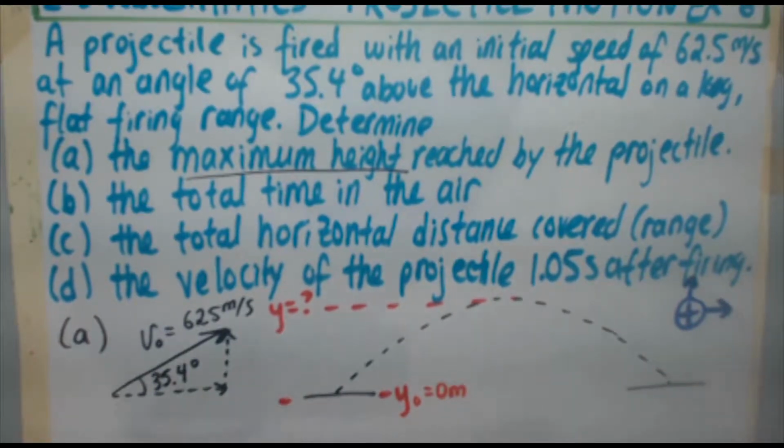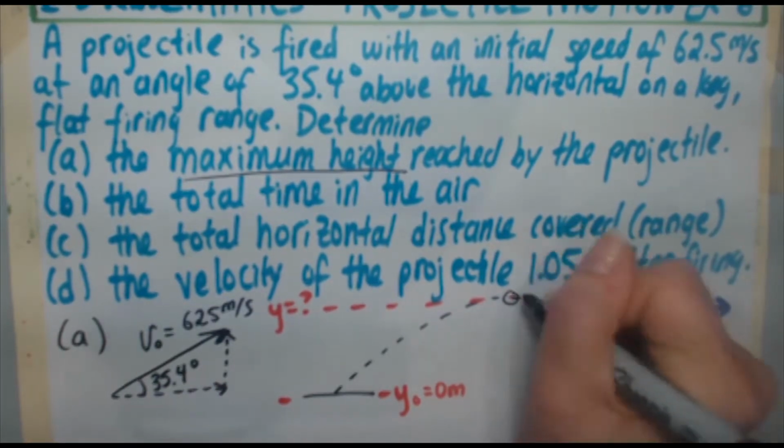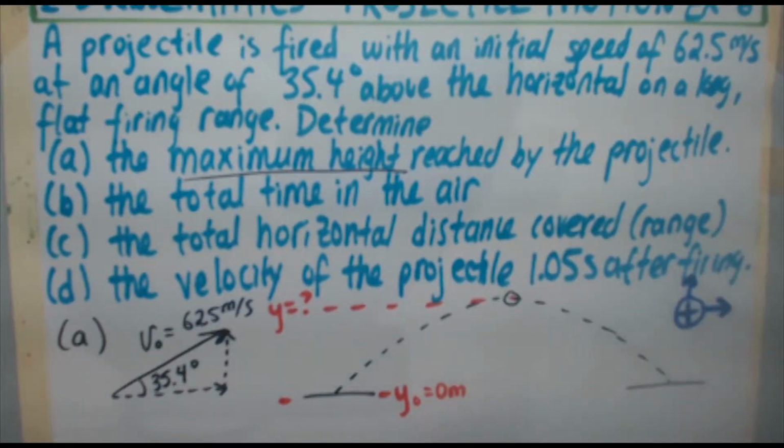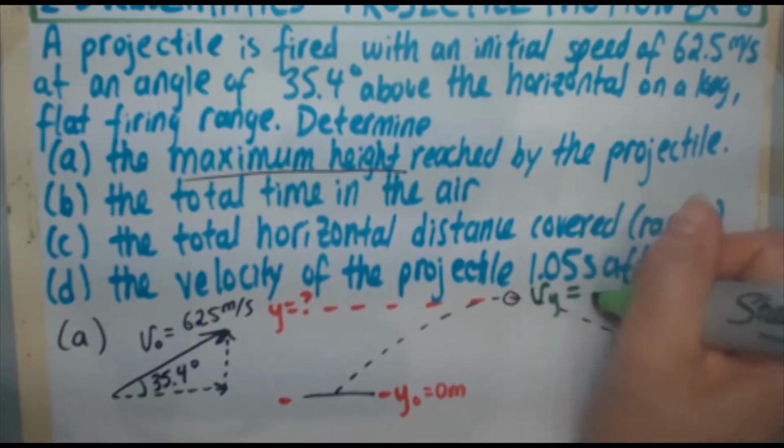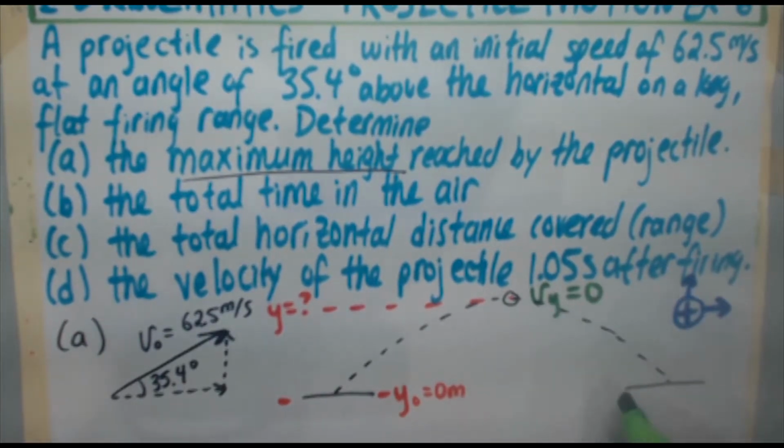Now, back to what I was saying before about the maximum height. The idea is this. At the very top, the vertical component of the projectile's velocity is 0. So at that point right there, Vy equals 0. As soon as you make that connection, the rest of this part A is going to be very straightforward. So once you make that connection, Vy is 0, and you've set this height down here to be y naught is 0.